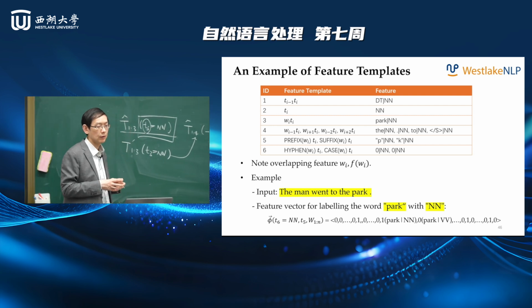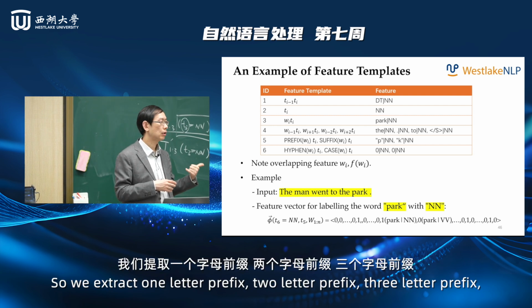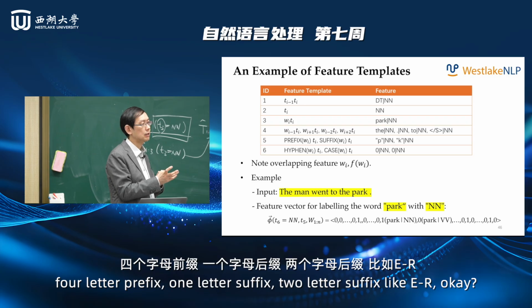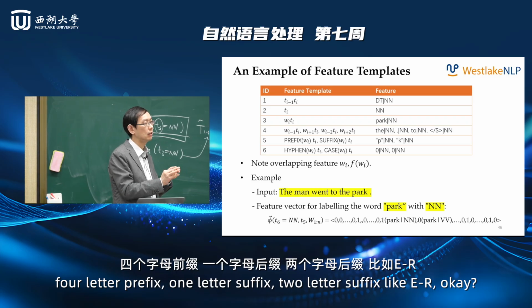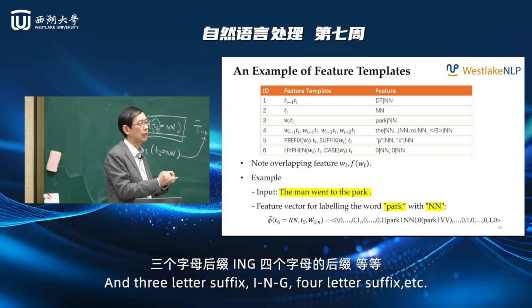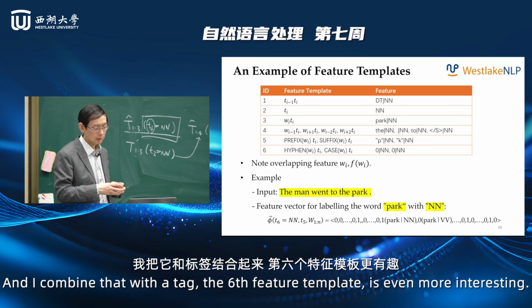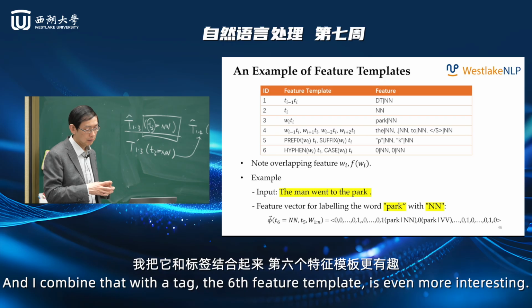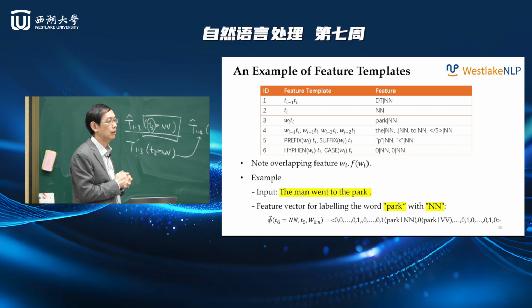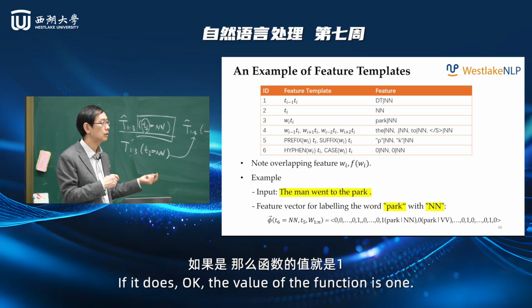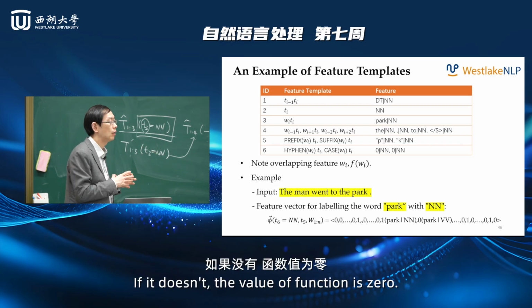So we extract 1 letter prefix, 2 letter prefix, 3 letter prefix, 4 letter prefix, 1 letter suffix, 2 letter suffix like er, and 3 letter suffix ing, 4 letter suffix, etc. And I combine that with the tag. The 6th feature template is even more interesting. The hyphen wi means whether wi contains a hyphen. If it does, the value of the function is 1. If it doesn't, the value of the function is 0.